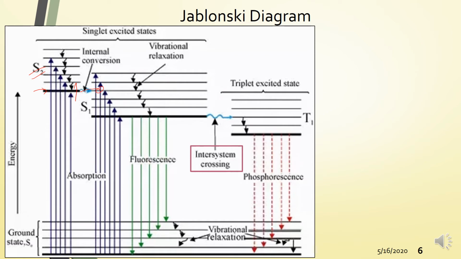Now, intersystem crossing. This is quite interesting. By definition, this is when the lowest vibrational level of the first excited singlet couples to the upper vibrational level of the triplet state, followed by vibrational relaxation. Maybe you've discussed this in your quantum chemistry, the difference between singlet and triplet state, so I leave that to your physical chemistry instructor.